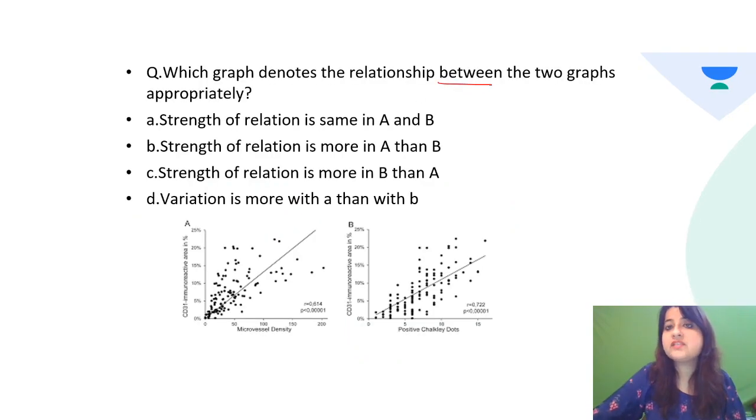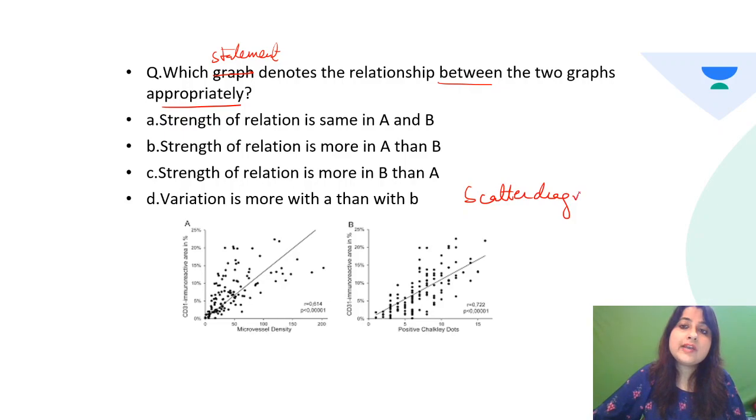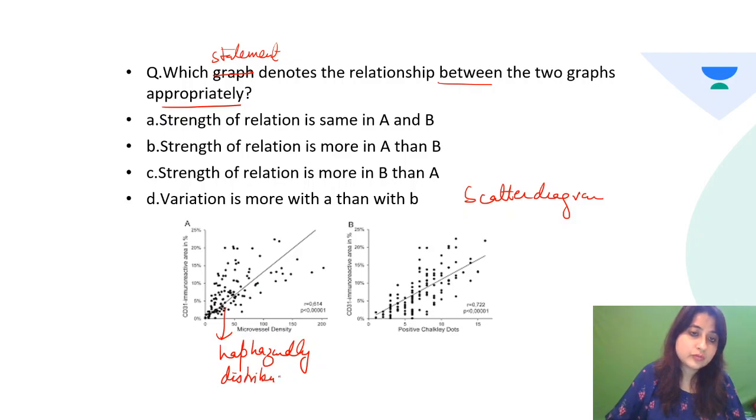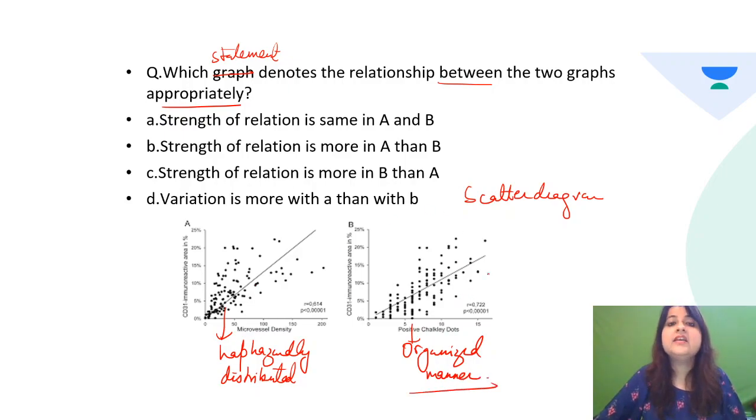देखो, which statement between two graphs denotes the relationship. Look at this. This first of all is a scatter diagram. Now look at the distribution of these dots. यहाँ देखो, in A, it's so haphazardly distributed. Haphazardly distributed means not in an organized manner. This is distributed in an organized manner, everyone. So this one becomes what? The strength of relationship, is it more in A or B? It is more in B.